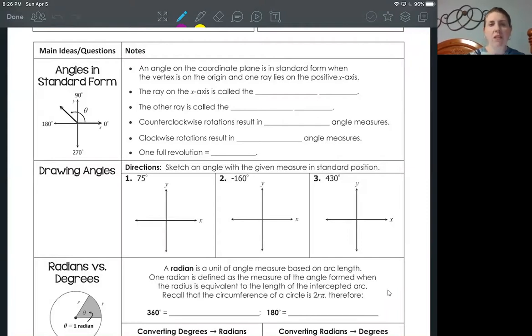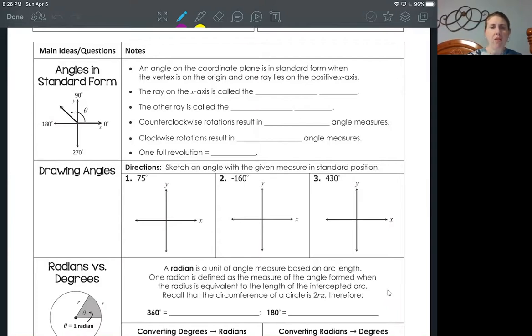I have posted the PowerPoint that I've used in class before that goes through this entire lesson that we're going to be breaking up into 3 different days, but you're welcome to look at that PowerPoint and use it as a reference as well, because these notes are just basic.